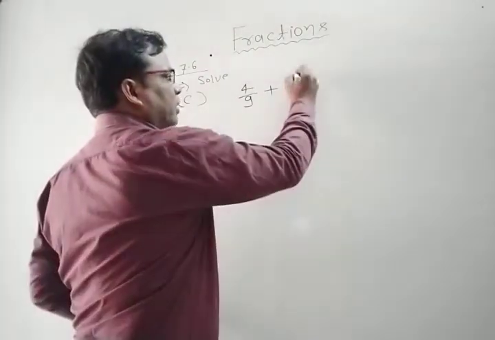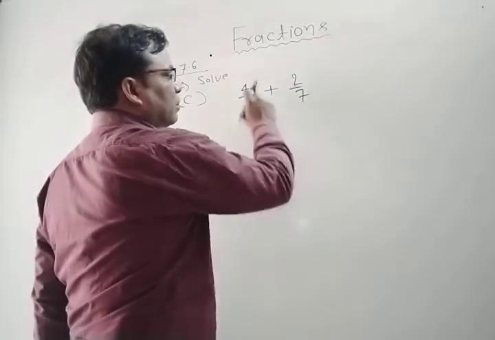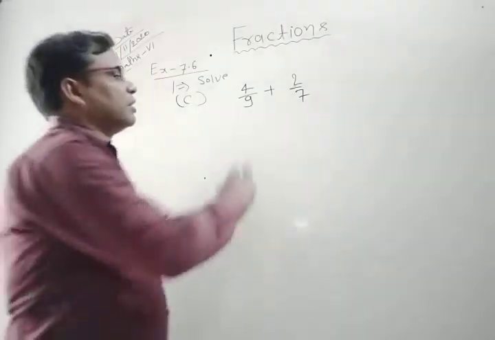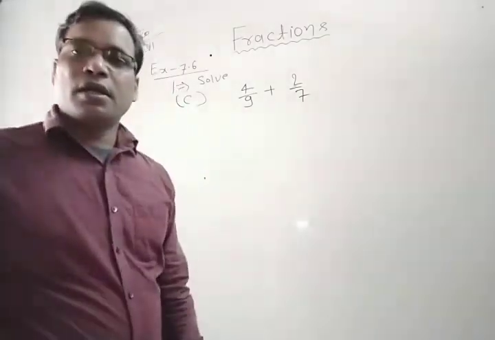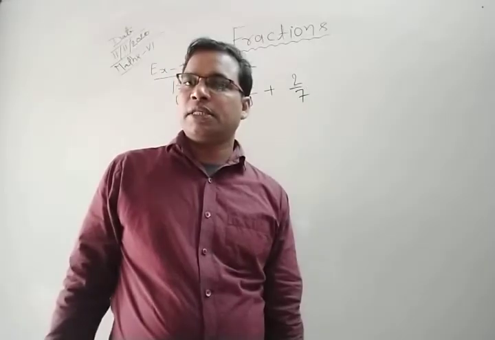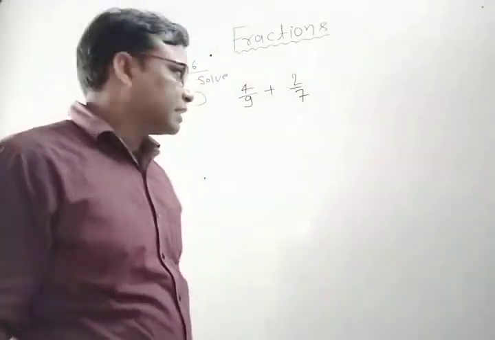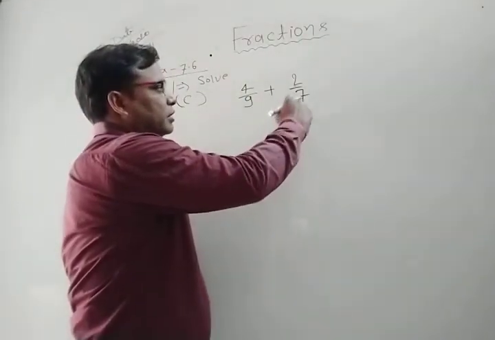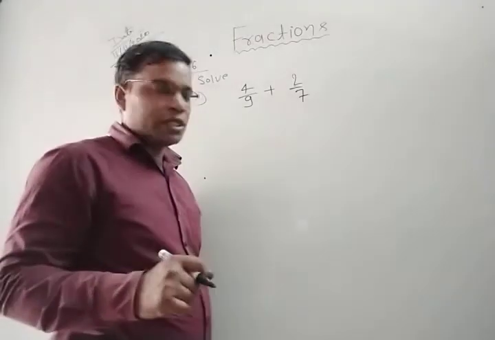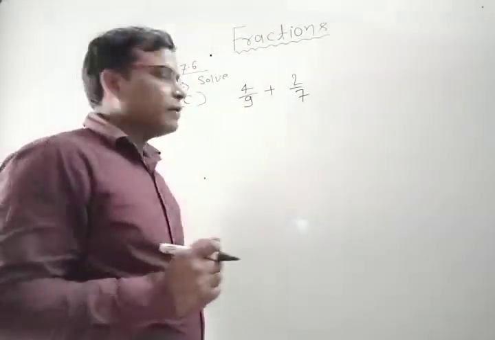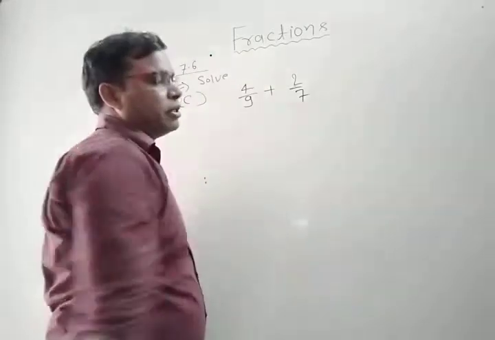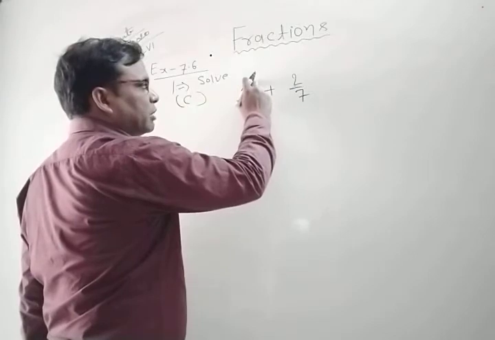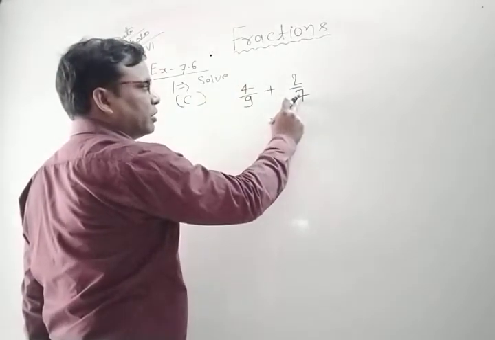Here you can first see both fractions are unlike fractions because their denominators are different. In this case, first we observe their denominators. Here you can see 9 and this is 7. Both are not multiples of each other. 7 is a prime number and 9 is a composite number. So in this case, this numerator is multiplied by this denominator.